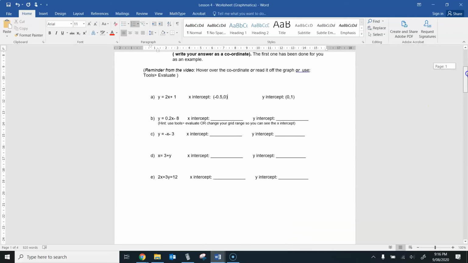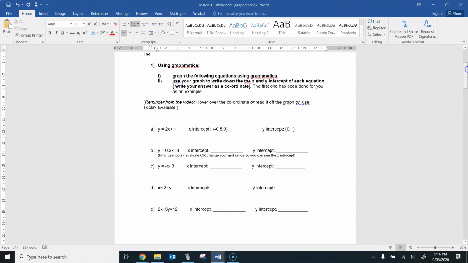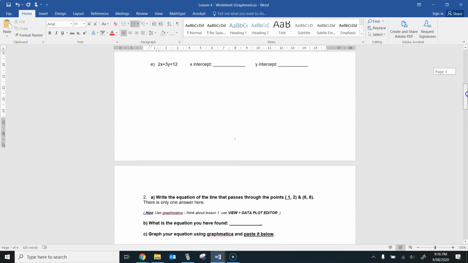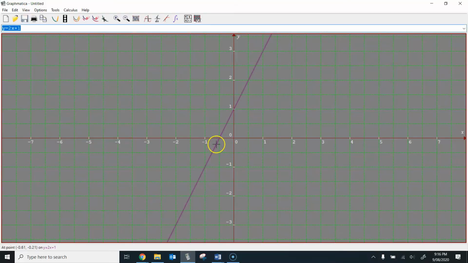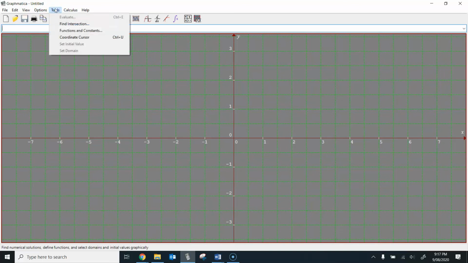So you'll do that for question 1 for each of these. Then you'll move to question 2. Question 2 asks you to write the equation of the line that passes through these 2 points. Now, you can actually do this if you think back to lesson 1. Let me go back to this equation here and I'll show you. I'm going to delete this graph, right-click, delete graph. When you have 2 points and you want to find the equation, there is an algebraic way you can do it, but let's do it using Graphmatica.